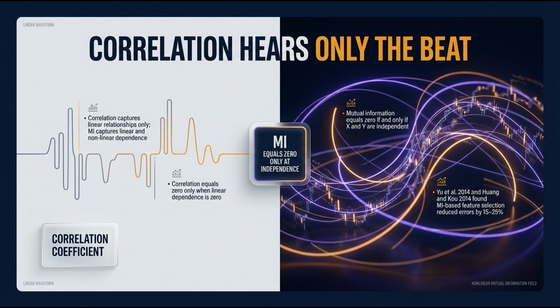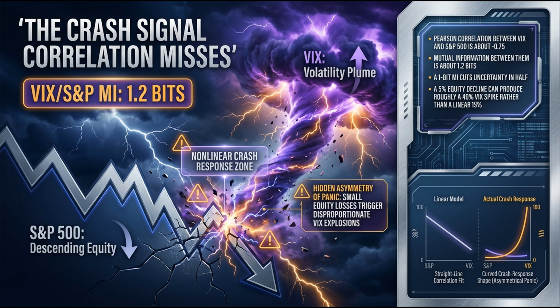Let's apply it directly to the relationship between the VIX, the market's volatility index, and the S&P 500. Classic inverse relationship. Exactly. If you measure their relationship using Pearson correlation, you get a value of approximately negative 0.75. Right, so market goes down, volatility goes up. Very standard. That simply tells you they move inversely. But if you measure their mutual information, it registers at 1.2 bits.